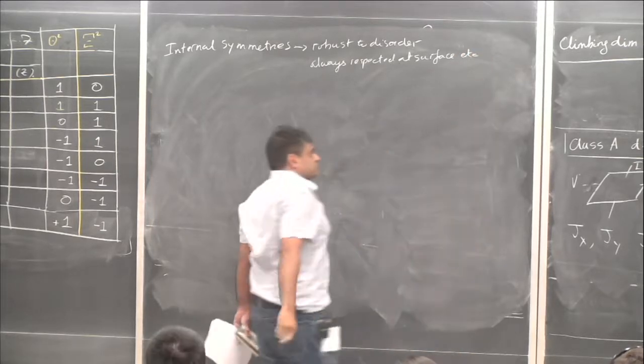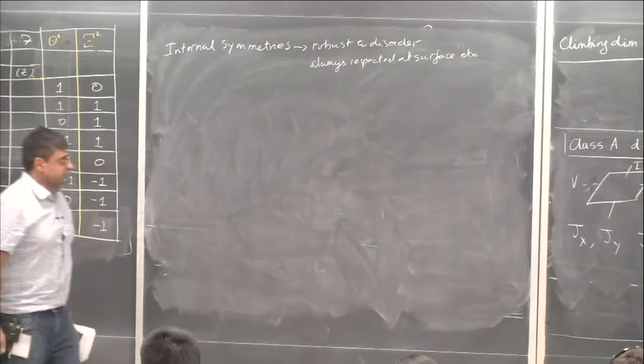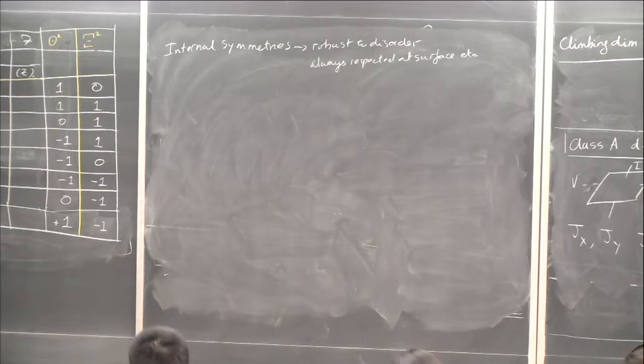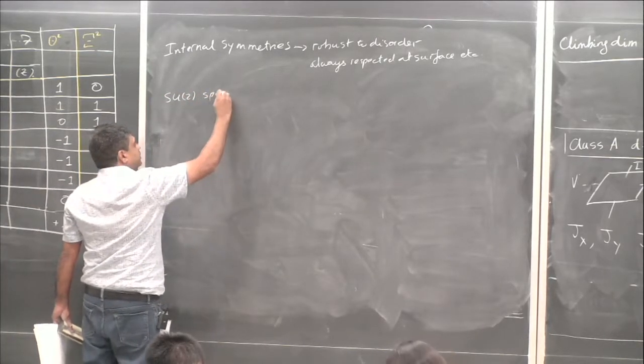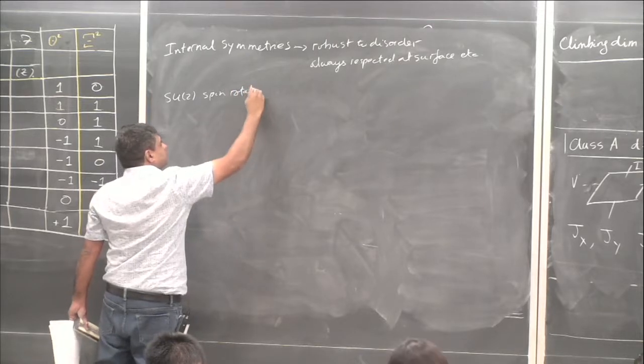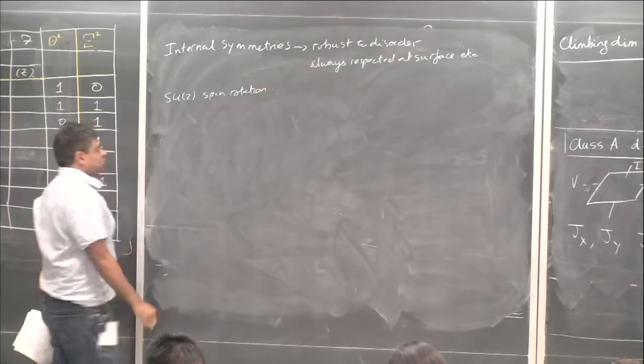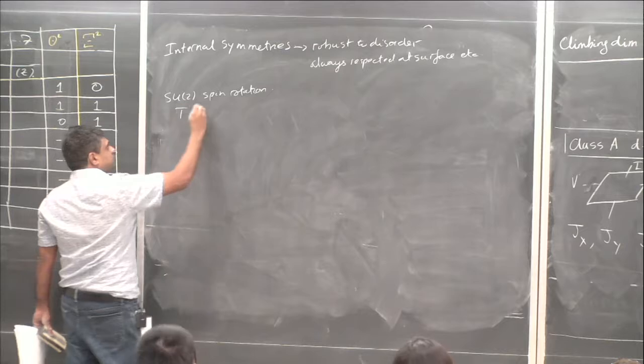Yeah, and at least in free theories, it's always symmetric at the surface, and so on. Okay. So now the question is, what internal symmetry should we think about? For example, should we think about spin rotation symmetry, or some situations with spin rotation, or time reversal.